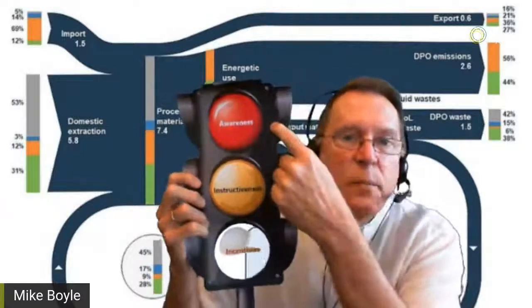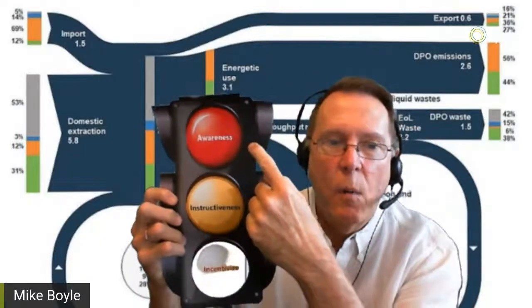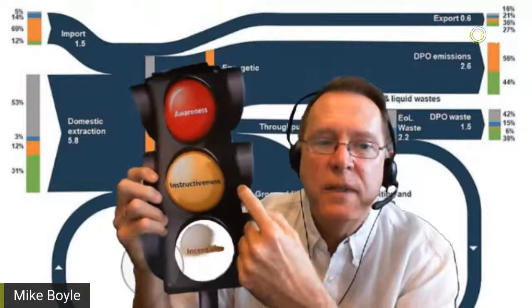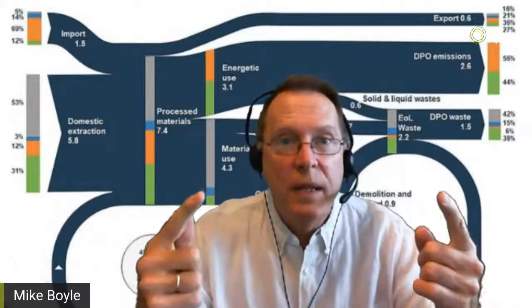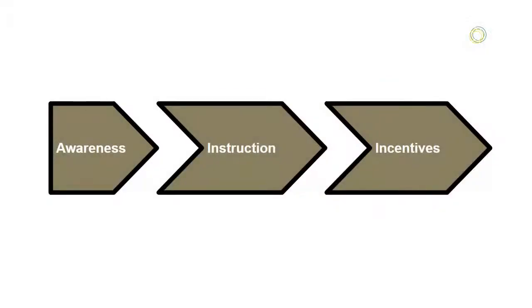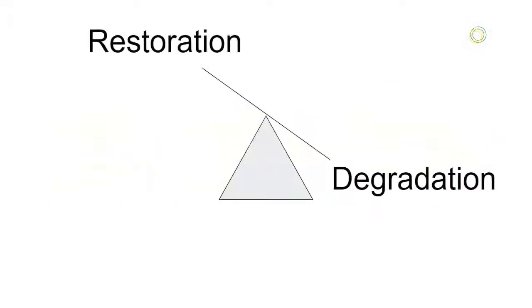So please do not forget, we have the awareness part. We need to make sure that people are aware. We need to build in the instructives, but we need to come up with incentives. Incentives are very important for us to really reach our circularity. So, a couple last points I'd like to raise, and then leave it for any possible questions.